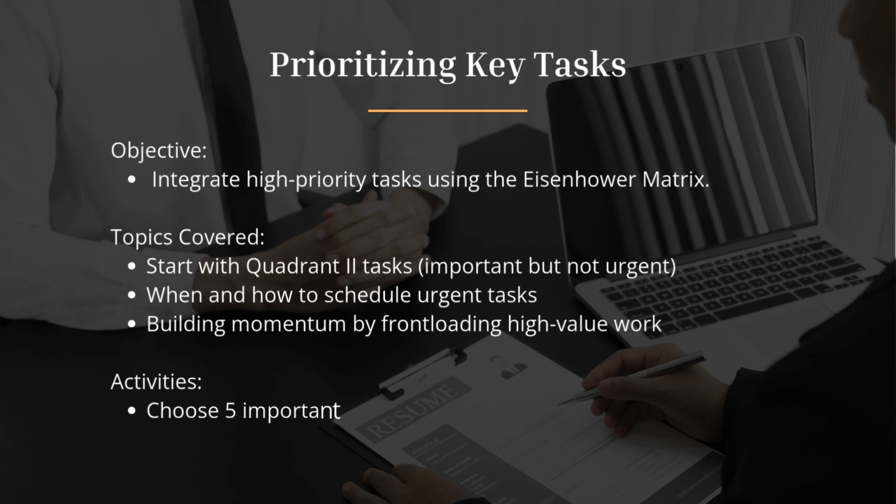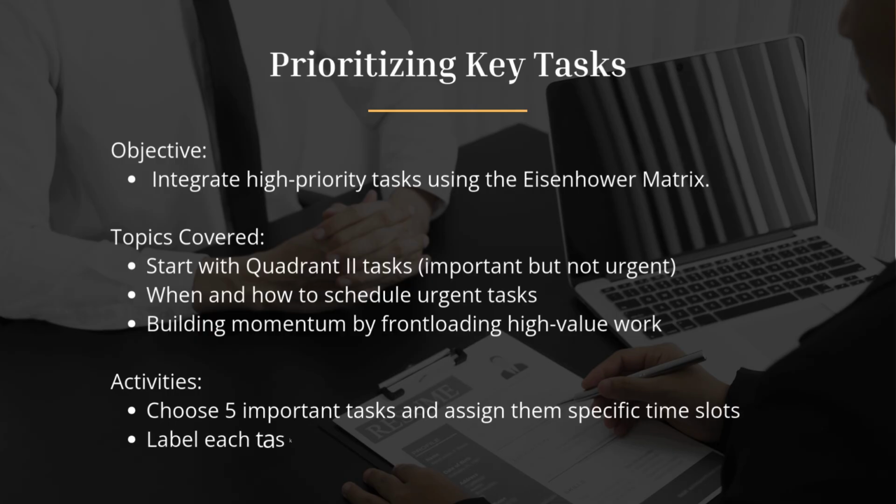Activities. Choose 5 important tasks and assign them specific time slots. Label each task by quadrant and reflect on the balance.